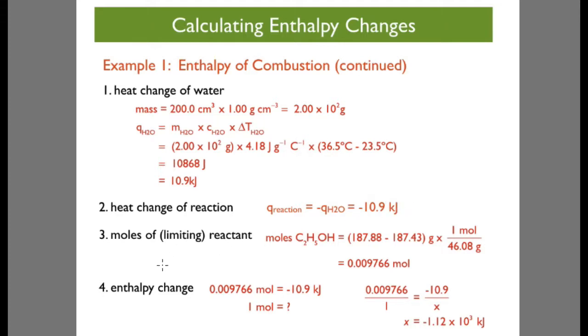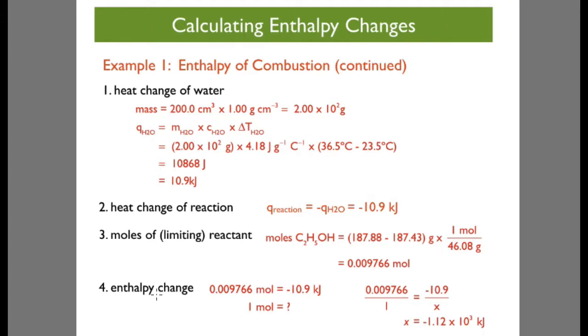Now we need to find the moles of the limiting reactant, which we can do. We know the grams involved at the beginning and the end, and we can use the molar mass of ethanol as a conversion factor to calculate how many moles of ethanol were involved.